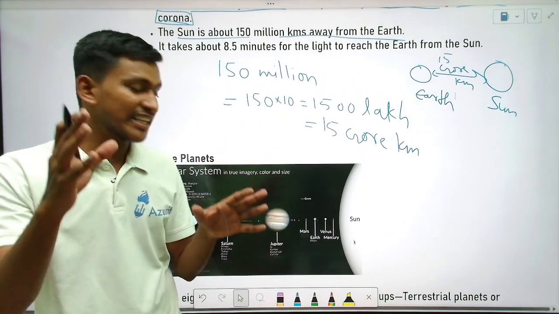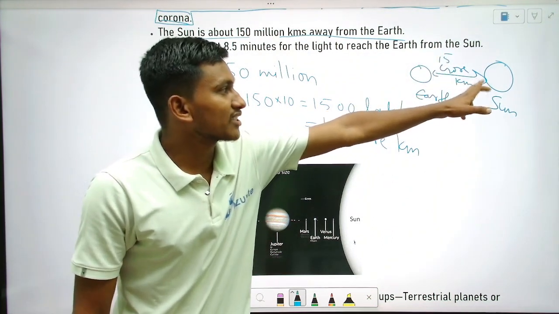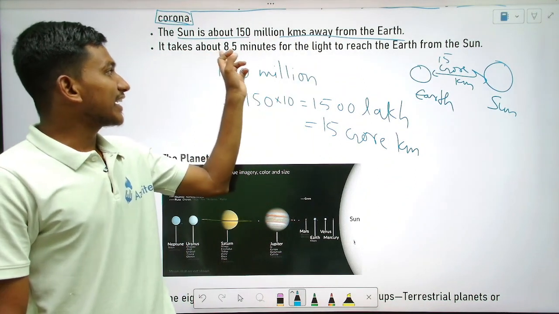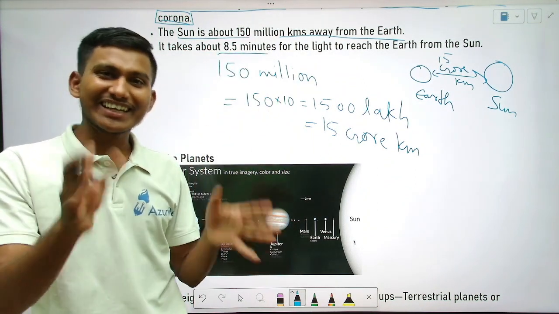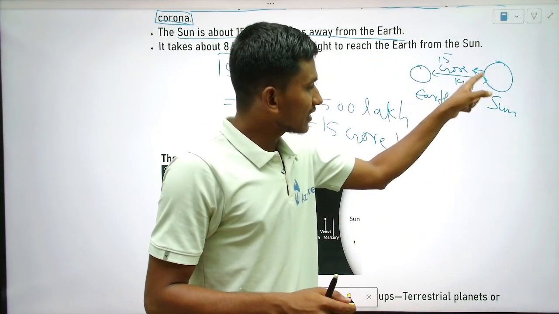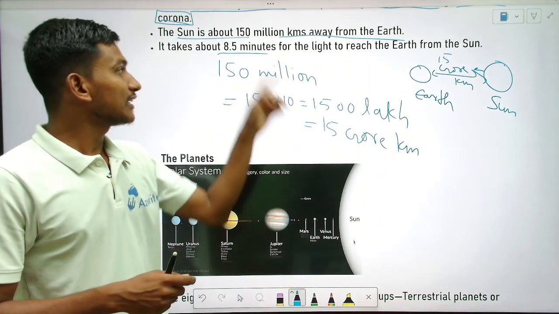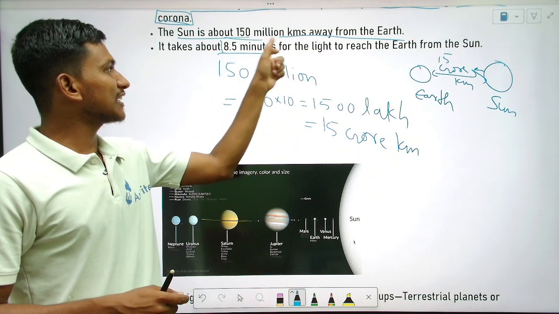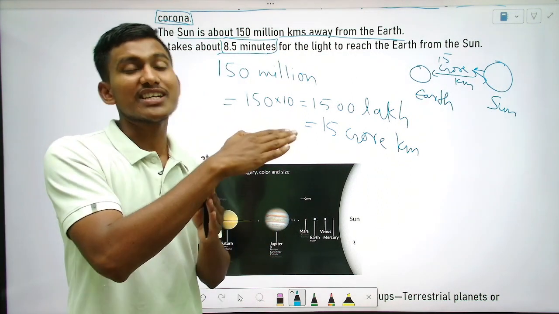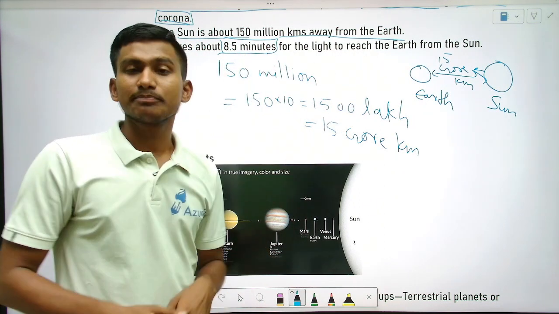how much time does it take for the light from the sun to come to earth? Tell me, how much time does it take? If the light is generated here and the ray is passed from here, how much time does it take to come to earth? It is 8.5 minutes. From the surface of the sun, if it is radiated, it takes 8.5 minutes to come to the earth.